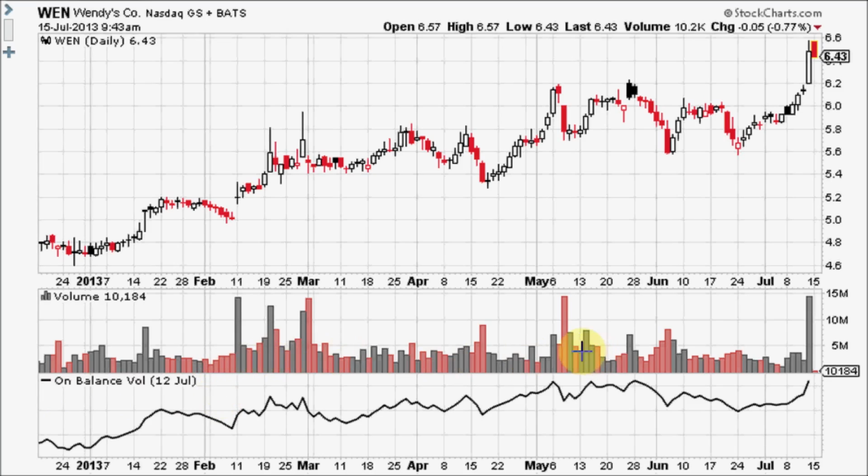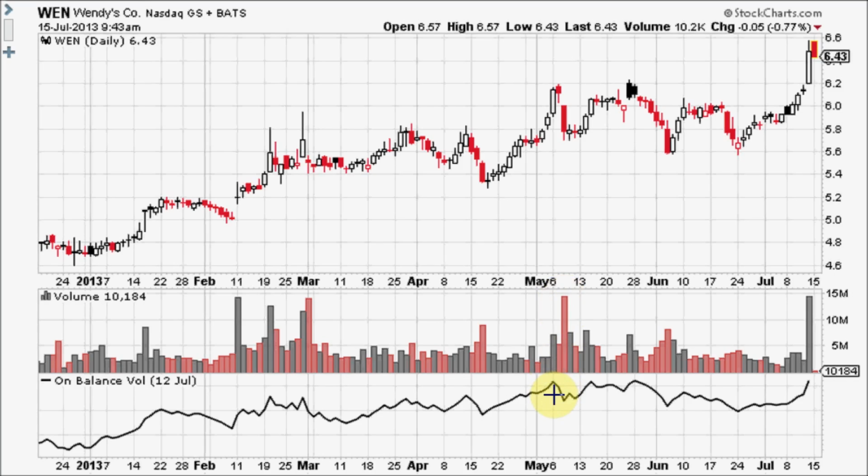Basically, you're looking at the volume bars. When you see a lot of green volume, which means the price closed higher than the previous day, the OBV line will go up. When there's lots of big spikes of red volume, which means the price closed below the previous day, the OBV line will fall.